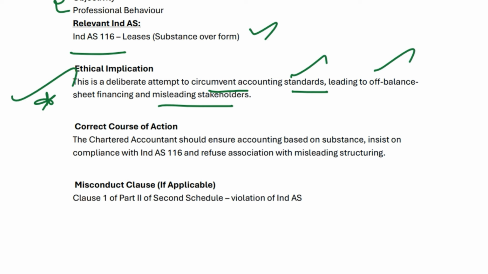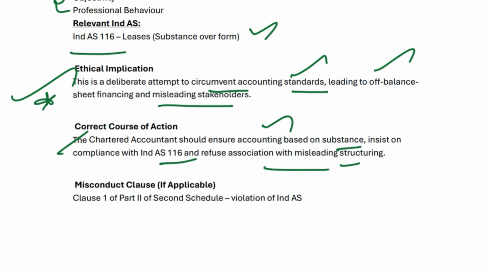And as a CA, what you have to do is, the chartered accountant should ensure the accounting is based on substance and insist on compliance with Ind AS 116 and refuse association with misleading structuring. Okay, so what are the three things you have to do? You have to comply with the accounting standards based on substance and compliance with Ind AS 116, and also you have to refuse the misleading structuring, right?